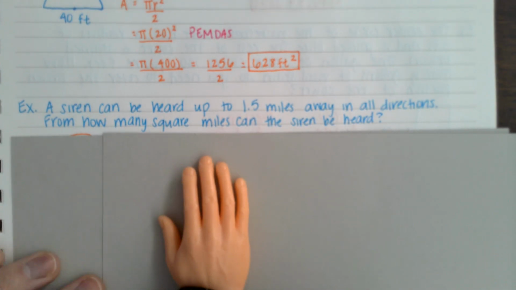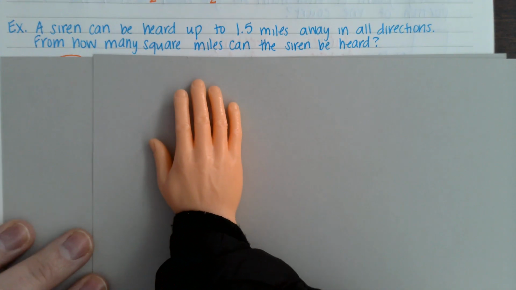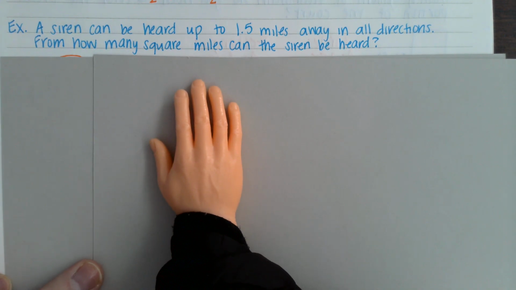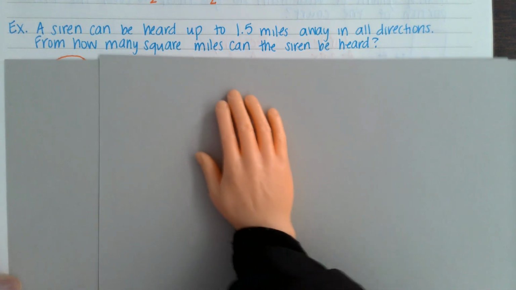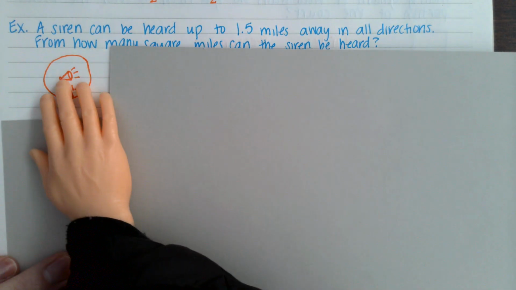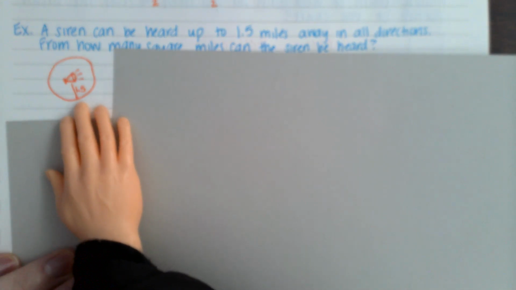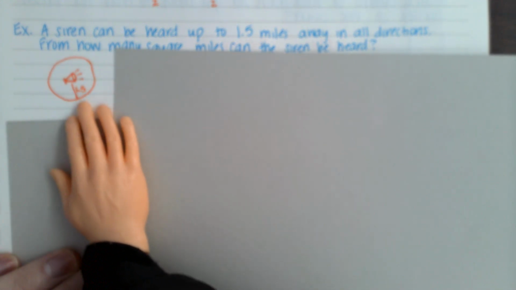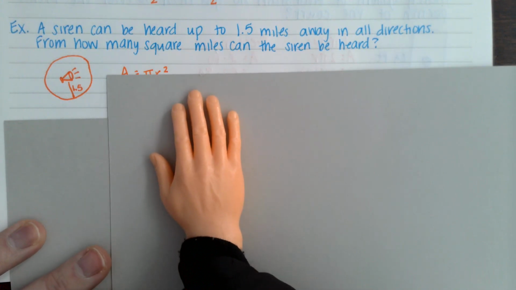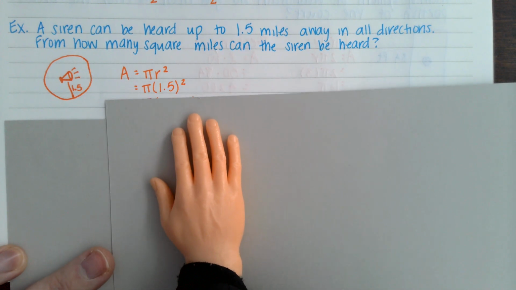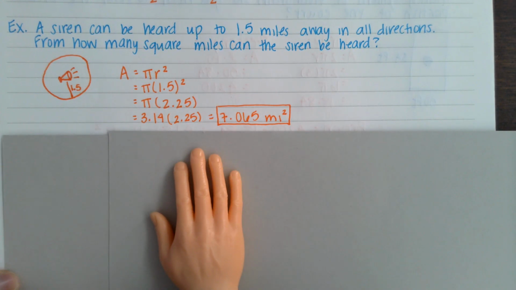A siren can be heard up to 1.5 miles away in all directions. From how many square miles can the siren be heard? So this is finding area where I have the siren, which is heard 1.5 miles in every direction from that siren. So that means the radius is 1.5. So we're finding the area with a radius of 1.5 to get 7.065 miles squared.